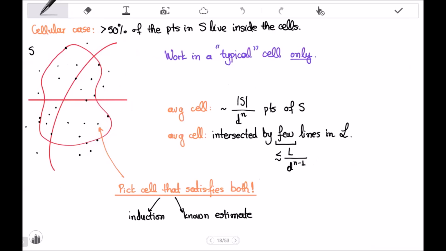And let's remember, we said we have to pick a cell that satisfies both things. And we can, because the first property is satisfied by more than 10% of the cells. The second property is satisfied by more than 99% of the cells. So we can find one that satisfies both. In fact, we can find many. And then we get one, and we either work by induction or we apply a known estimate. And we hope that we'll get rid of the cellular case in one of the two ways. Okay.